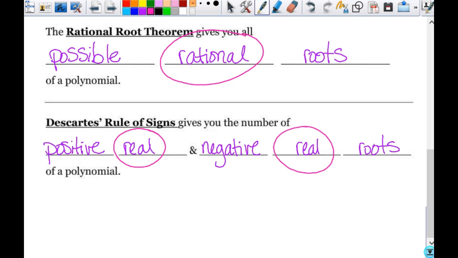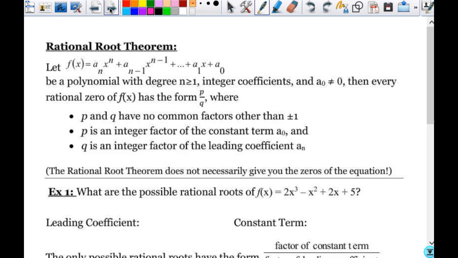The rational root theorem is going to give us actual values that we get to check. Descartes' rule of signs just gives us how many. So it's not going to narrow it down for us as far as which ones or anything. Okay? So those are the two key differences, and then we're going to look at both of those things here in just a second. So we're going to start with the rational root theorem. So I put it all there in all of its wordy goodness because I want you to see what this stuff looks like, and I'm going to explain all this to you.